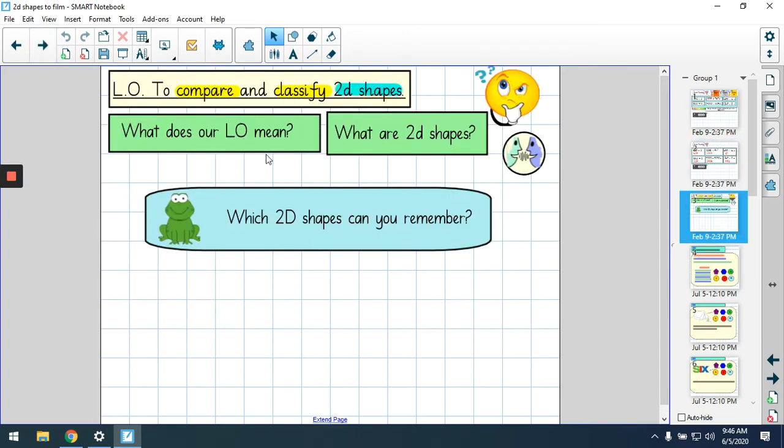Okay, so our LO, to compare and classify 2D shapes. So what does our LO mean? Well, comparing means having a look at two things together and looking at similarities and differences. And classifying is using those features to be able to name them. So the first thing I'd like to think about is what are 2D shapes and how many different 2D shapes can you remember?